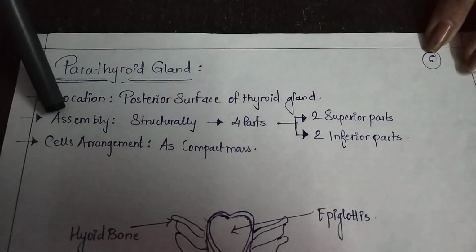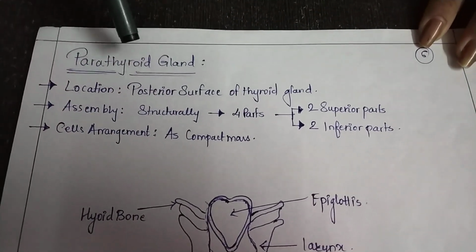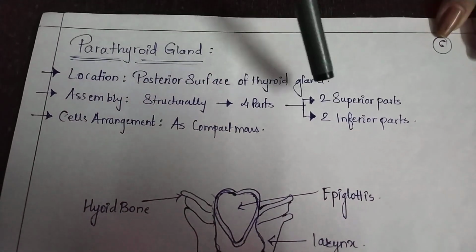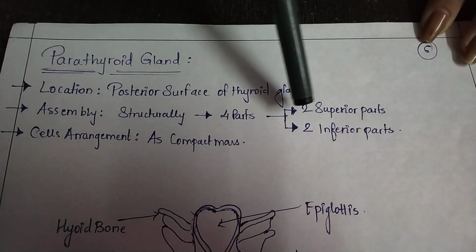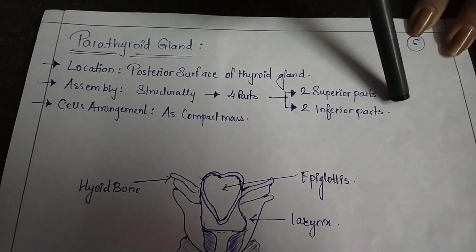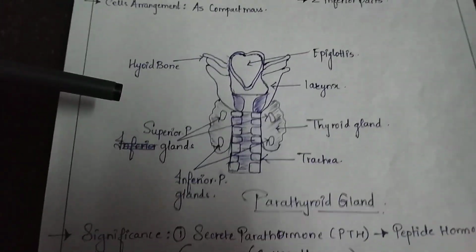Followed by that there is an assembly. Now if you see the assembly, the structure, basically the parathyroid gland structurally has four parts, that is two superior parts, that is the superior parathyroid glands, and two inferior parathyroid glands. So let me tell you all with respect to the diagram.